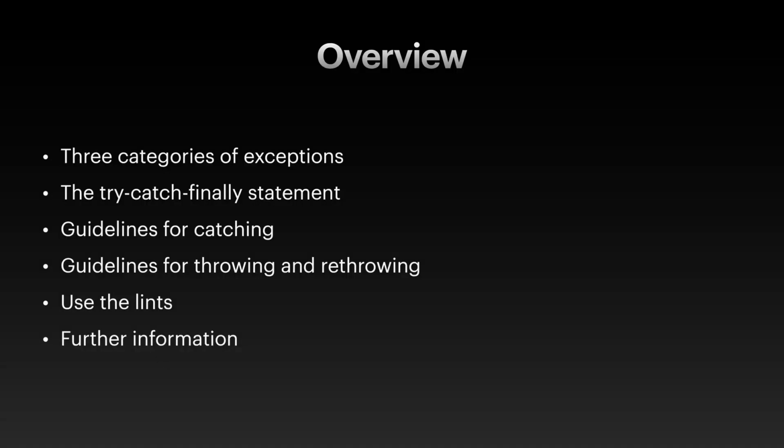So here's a quick rundown of what we're going to be covering in this talk. The fact that there are three categories of exceptions and what they are. Some general syntax about try, catch, finally. I'm not going to try to teach the whole thing here, just to remind you of all the parts. Then we'll talk about some guidelines for catching these exceptions, guidelines for throwing them, and even rethrowing them. And then mention a bit about how to enable lints to get us to do the proper thing most of the time. And then we'll have some guidance about further information and where to go for that.